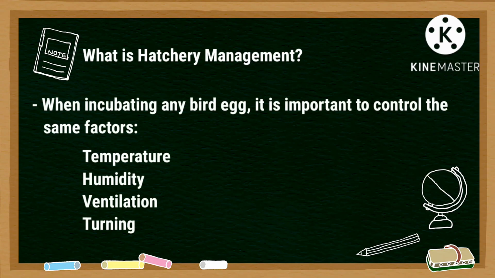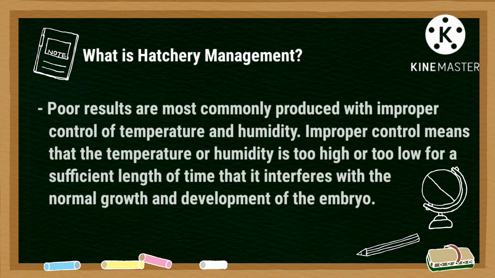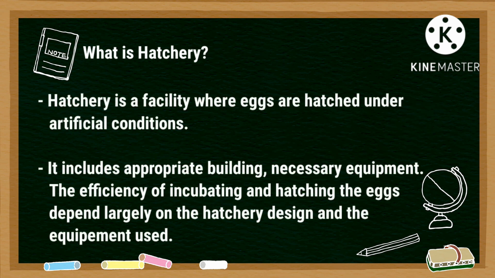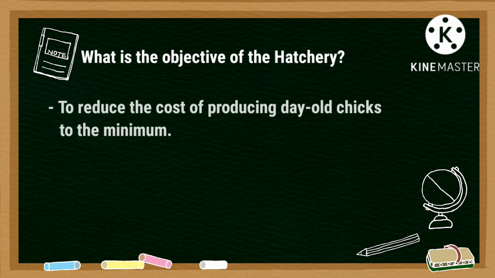Is hatchery management? When incubating any bird egg, it is important to control the same factors, which are temperature, humidity, ventilation, and turning. Poor results are most commonly produced with improper control of temperature and humidity. And what is hatchery? Hatchery is a facility where eggs are hatched under artificial conditions. And the objective of the hatchery is to reduce the cost of producing day-old chicks to the minimum.